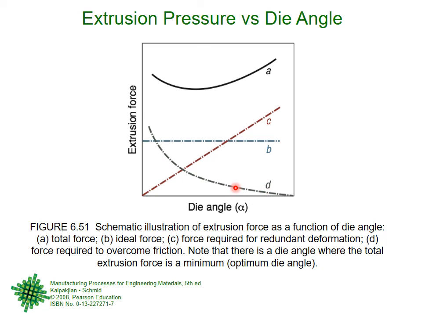So overcome friction, we have told you that as the die angle changes, this friction force decreases. So the total force is a combination of the ideal force, of the redundant force required for deformation, and of the force required against friction. So if you add at any point these three, this and this and this, then you will get the total force. So this is the total force variation. And now you have explained equation wise that extrusion force, total force against die angle. For lower die angles it will be high, for higher die angles it will be high, and for an optimum value we can find the optimum, right?